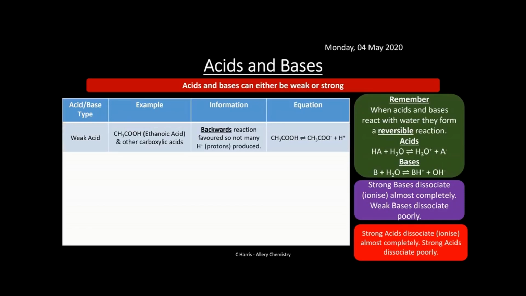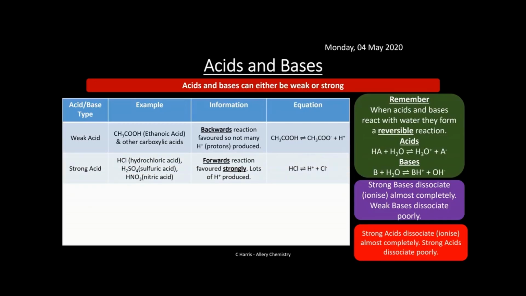A weak acid, these are normally organic acids, so things like ethanoic acid and other carboxylic acids that fall into that category, anything with COOH on the end. The backwards reaction is favoured in these types of reactions, so we don't get many H plus ions produced, and you'll see in this reaction here. In this case, we're using ethanoic acid. In terms of equilibrium, it lies well over to the left-hand side. So we don't get much of these ions here, which makes them a weak acid.